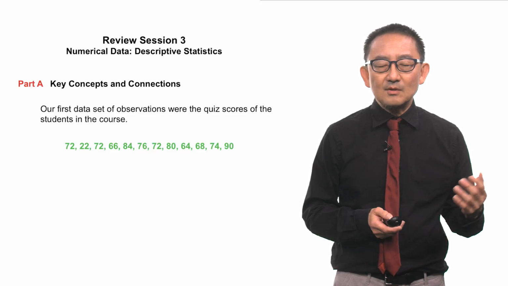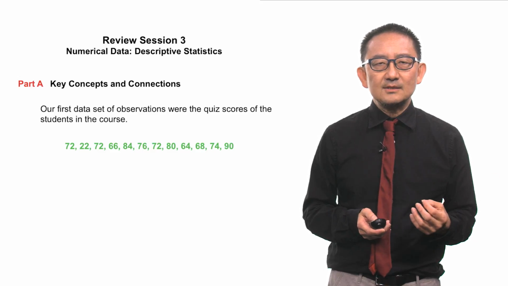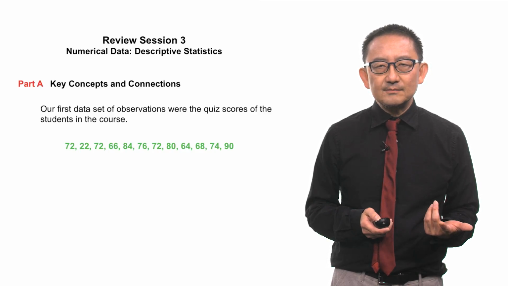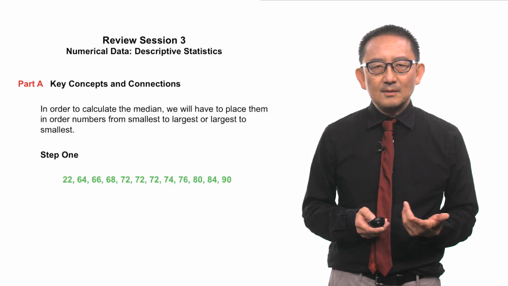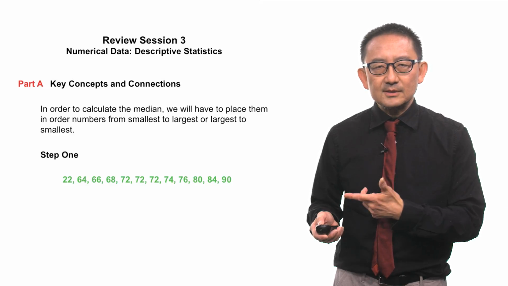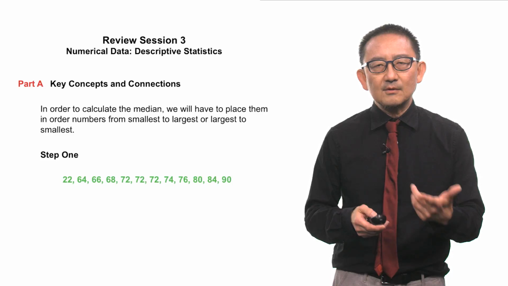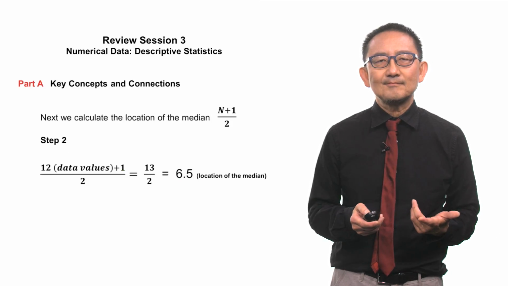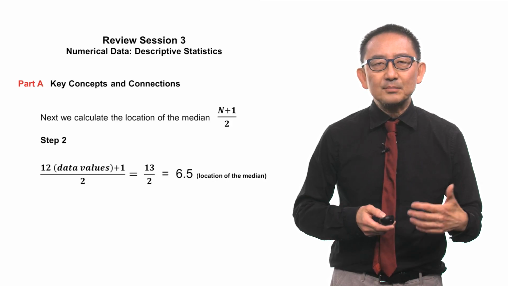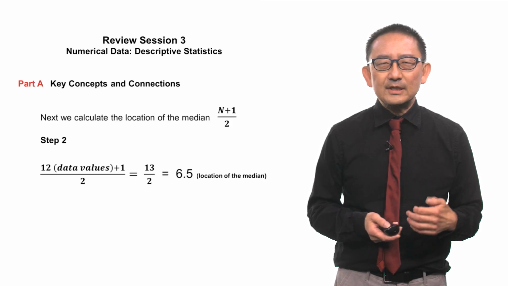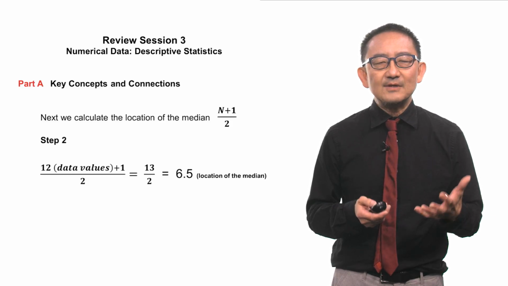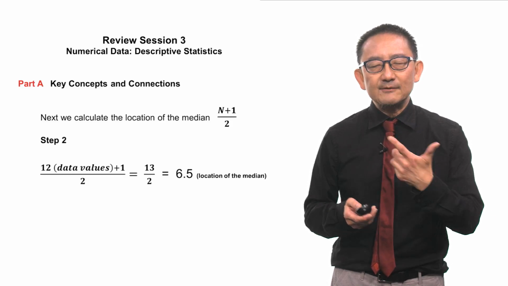So let's go back to our numbers with the quizzes. We see the numbers as they were originally presented, not in order, but what we do first is we arrange them from smallest to largest. So we see 22, 64, all the way up to 90. Now we apply the location formula, n plus 1 divided by 2. Well, here we have 12 data values. So 12 plus 1 is 13, divided by 2 equals 6.5.